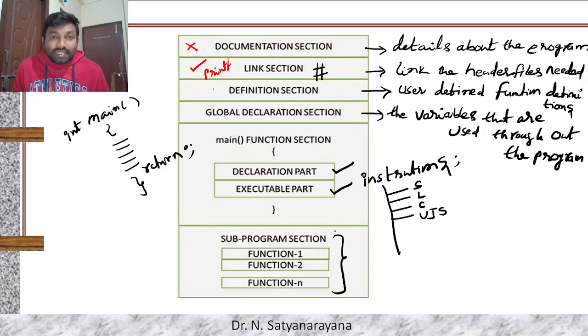Definition section, it's not compulsory. Global variable declaration section, it is not compulsory, but the main is compulsory. Open curly brace is compulsory, and if you have instructions, it's okay. Otherwise, the closed curly brace of this main is compulsory. And subprograms, user defined functions, if at all there, you will write. Otherwise, initially they are not compulsory. So we will see what are the sections which are compulsory and which are not compulsory.